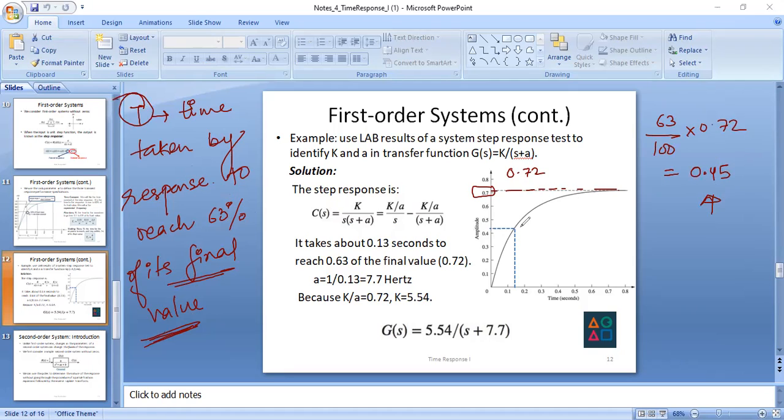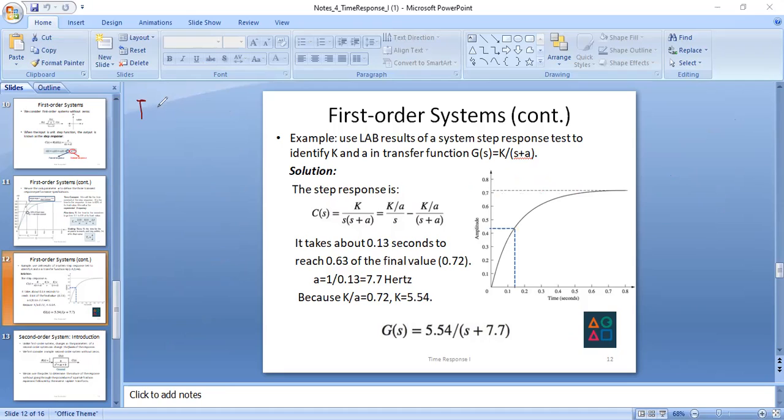Now when you see this graph, this is your 0.45. Just drop a line here, extend a line. This line cuts here, so drop this line down. Now this value is nothing but your time constant. So you get here that this is 0.13 seconds. Time constant is nothing but 0.13 seconds. You found it.